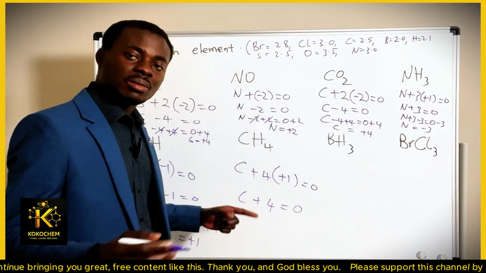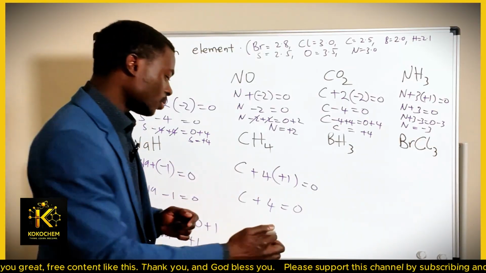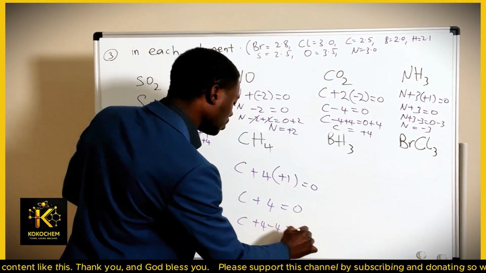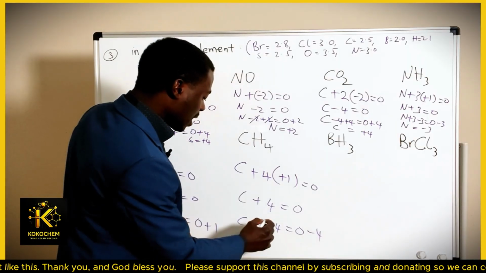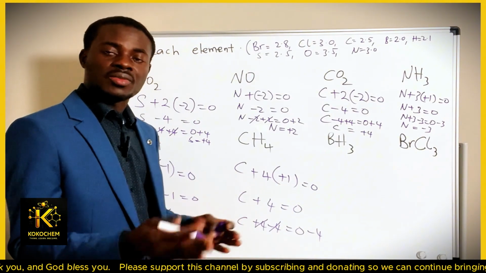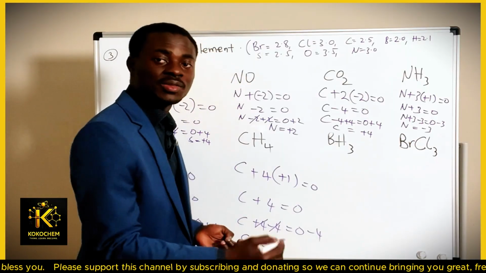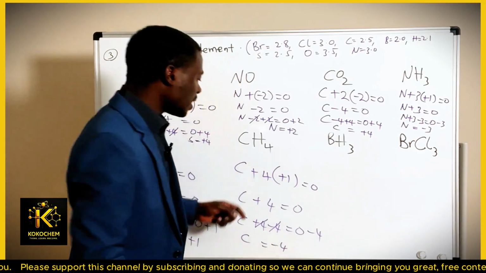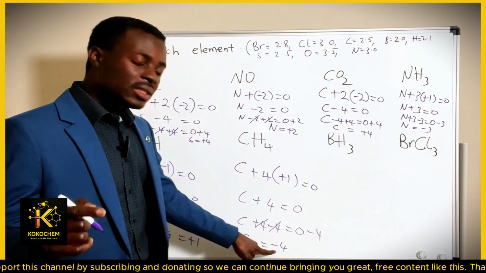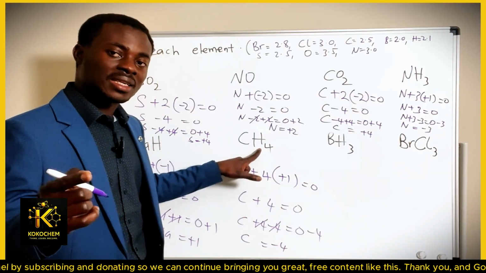To remove the 4, we subtract 4 from both sides. C plus 4 minus 4 equals 0 minus 4. The plus 4 and minus 4 cancel out, so C is equal to 0 minus 4, which is -4. So carbon's oxidation state is -4, and hydrogen's oxidation state is +1.